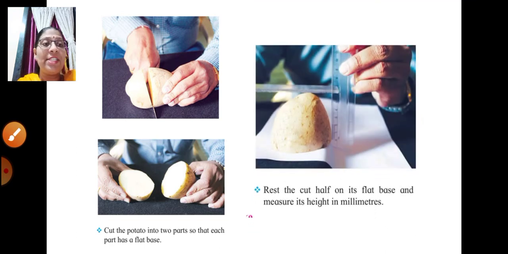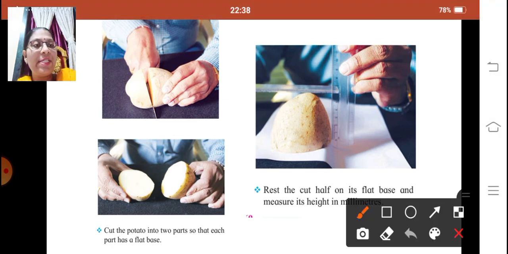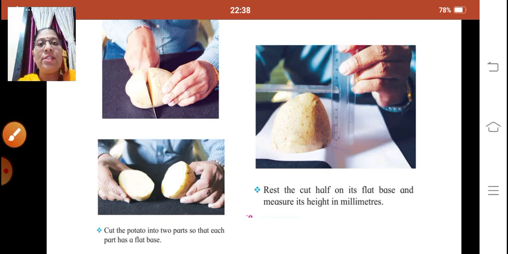Next, rest the half on its flat base, and measure its height in millimeters. Over here you can see the potato is put on a paper, the flat base is put on the paper, and then its height is being measured using a scale. The height is to be measured in millimeters.